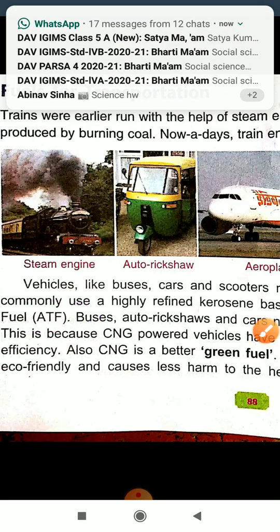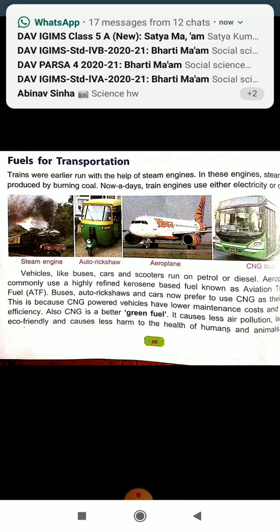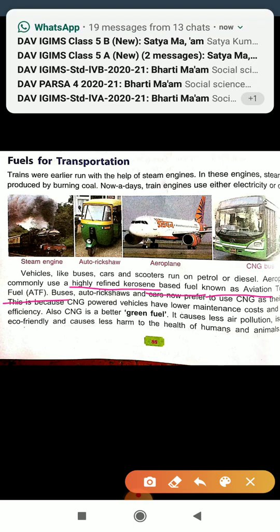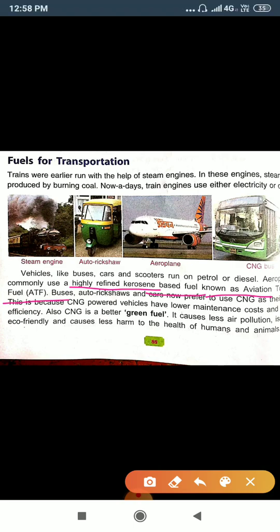Aviation turbine fuel, ATF, is used in the aeroplanes. And what is ATF? ATF is the highly refined kerosene based fuel, and you call that aviation turbine fuel. And in the buses and auto rickshaws we use petrol, diesel, and nowadays CNG is used to run the auto.